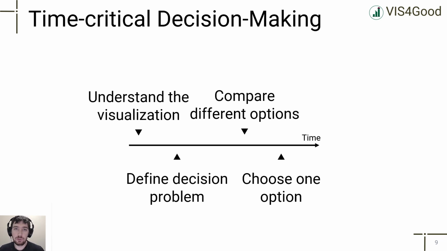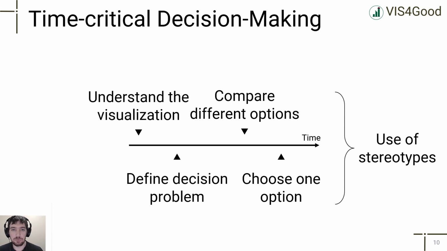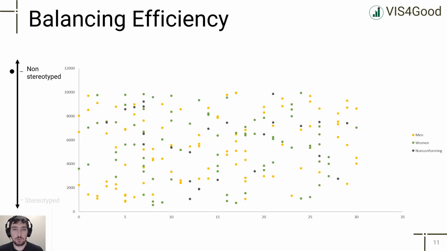To speed up the decision-making process, it is not rare that decision-makers rely on stereotypes. For instance, we can use this visualization about the salary of people in a company according to both years of experience and gender. In a non-stereotypical visualization, we can represent women in a green color, men in a yellow color, and gender non-conforming people in a brown color. But with this visualization, you must rely on the legend to link the category to the visual mapping, which requires some visual back and forth between visual elements and thus may lower the efficiency.